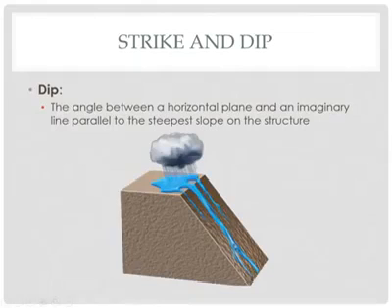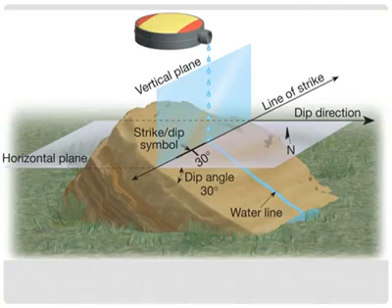And then the dip. So we imagine water running down that same top of the surface, or at least the top of your layers. Whichever direction the water is going to run, that's your dip. So the dip is the angle between a horizontal plane and an imaginary line parallel to the steepest slope on the structure. So we're looking at the steepest slope, right? So let's go back and look at this rock again.